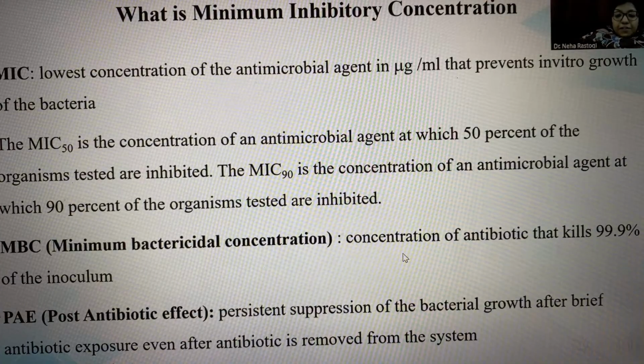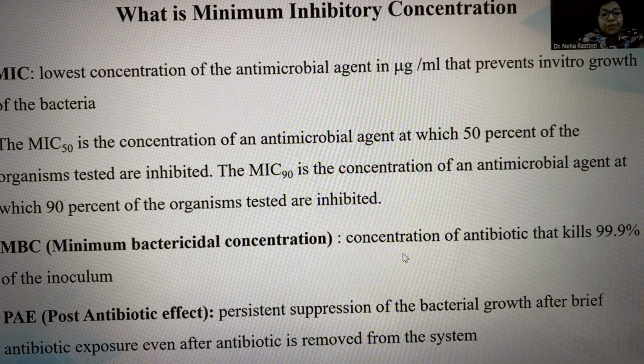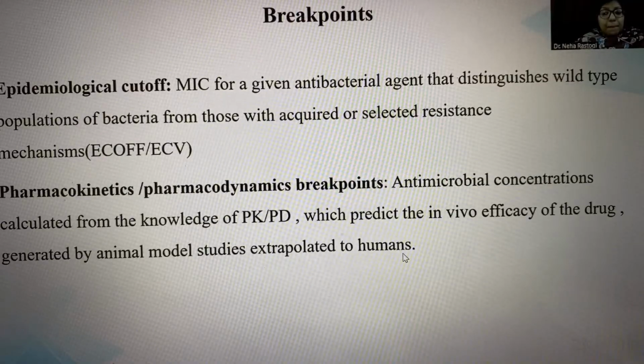Now, the post-antibiotic effect is a persistent suppression of bacterial growth despite the antibiotic being removed from the system. Most of the time we hear this term for the aminoglycoside group. Now, what is the breakpoint term?